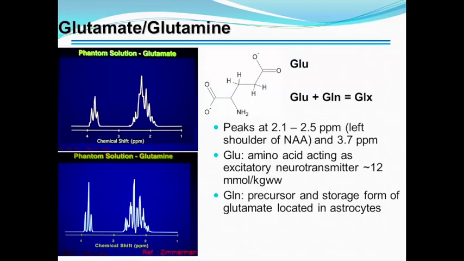And then we have glutamate and glutamine. So this is glutamate, and if you replace this oxygen with an amine group, you basically get glutamine. So they're very similar in structure. And they give peaks between 2.1 and 2.5 ppm. We call them the left shoulder of NAA because NAA would be here, at 2 ppm. Glutamate is an amino acid acting as an excitatory neurotransmitter, and glutamine is its precursor. It's not possible to distinguish between glutamine and glutamate at 1.5 and 3 Tesla. For that, you probably have to go to 7.